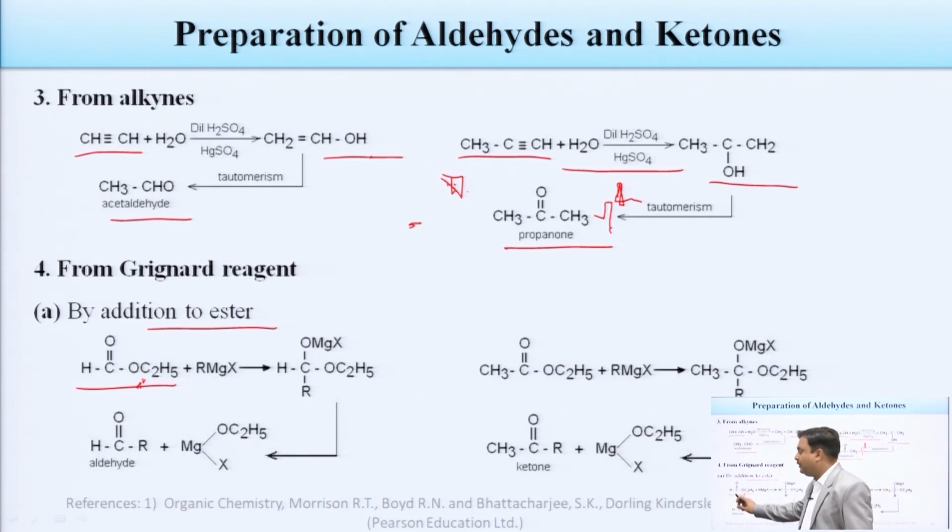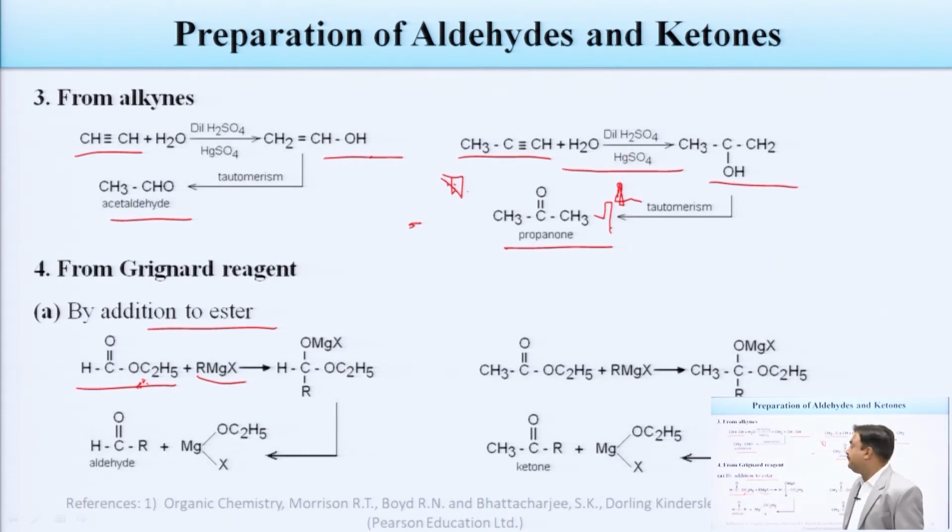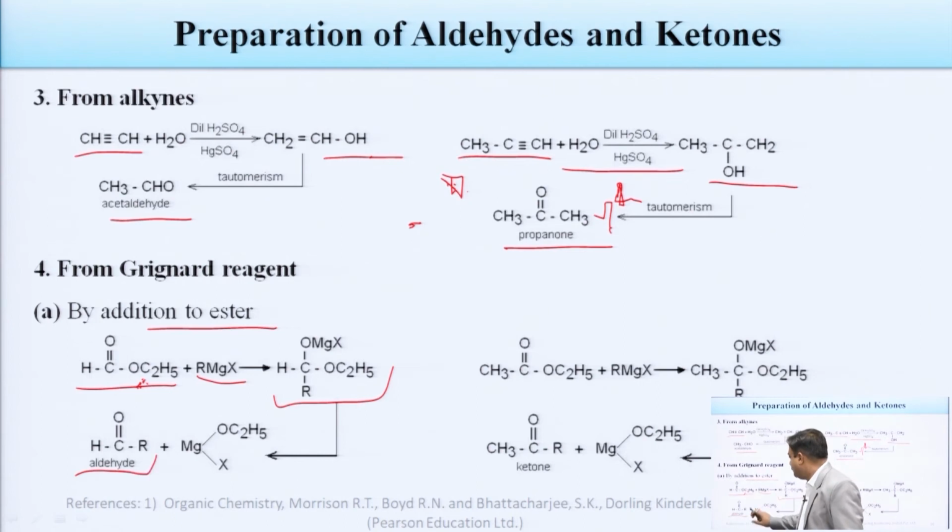This means when we have formic acid and prepare a formic ester, and that formic ester is reacted with RMgX, that is the Grignard reagent, we get an addition product like this. After getting this addition product, you can see that rearrangement occurs and we get an aldehyde. Rearrangement of this particular adduct occurs and we get the aldehyde as a product.